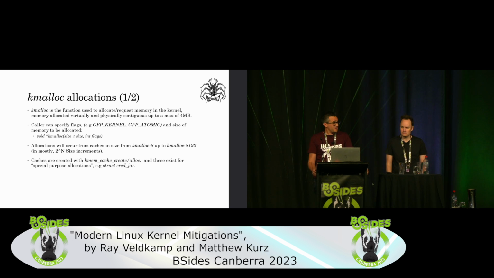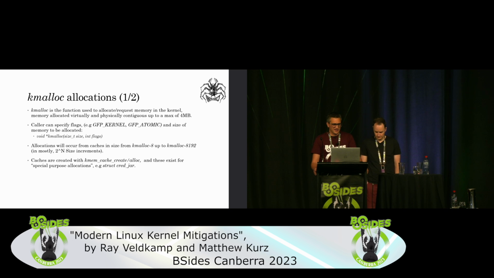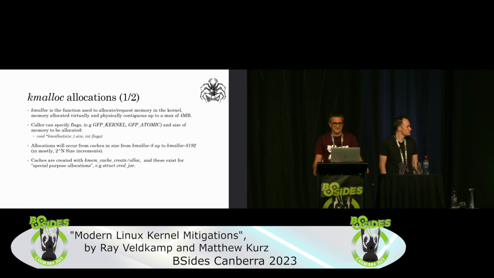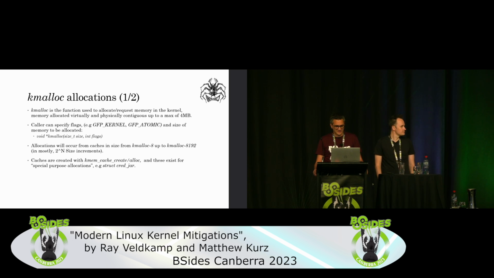I'm going to talk a little bit about kmalloc. So just like user space, in kernel space you can dynamically allocate memory. And the way you do that is by calling kmalloc. This will get you memory that's virtually and physically contiguous, up to a maximum of about 4 megabytes on x86. When you call kmalloc, you give it a size, and you can also specify flags. In the majority of cases, you'll use the GFP_KERNEL flag, but there are flags for atomic access and other things.